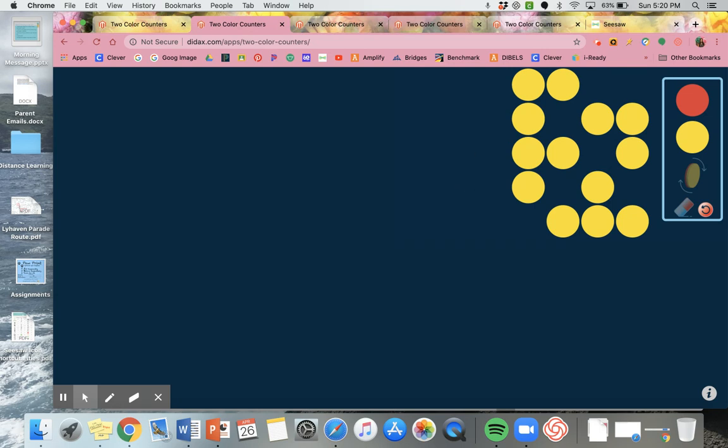Now I'm just going to take my concept of doubles. Remember, doubles means that you add the same number 2 times, like 1 plus 1, 2 plus 2, 3 plus 3. If I have 12, the double would be 6. 6 plus 6 is 12. So I'm going to just make 2 groups of 6.